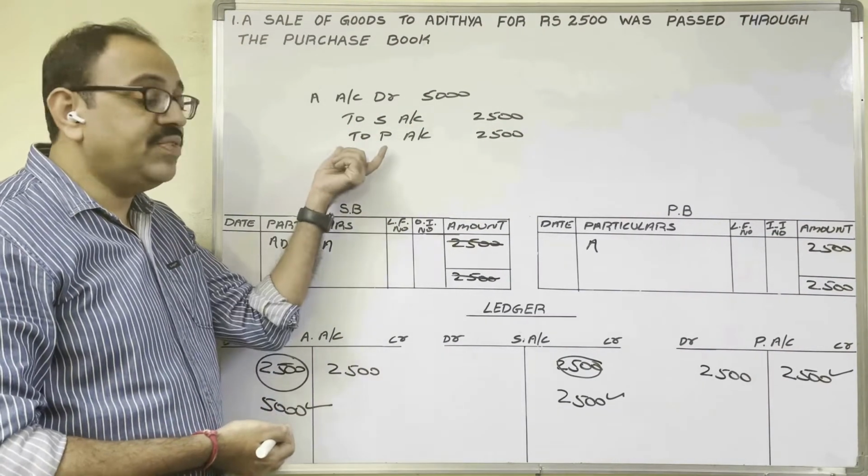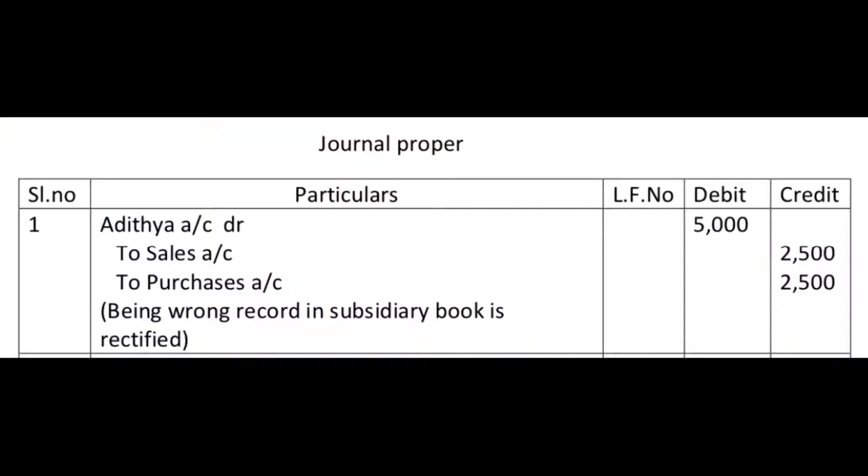Let us see how this entry appears in journal proper. First point, Aditya account debtor to sales account to purchases account. Aditya in debit column 5,000 rupees, in credit column sales 2,500, purchases 2,500. Narration, being wrong record in subsidiary book is rectified.